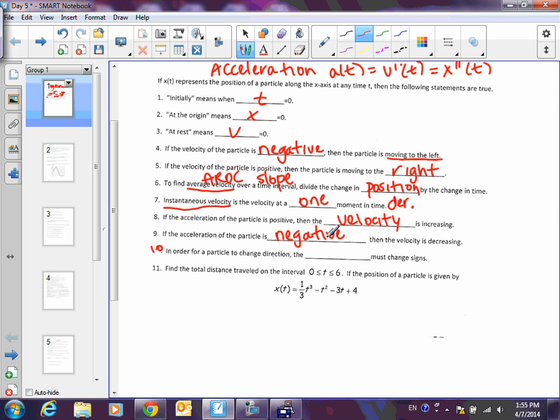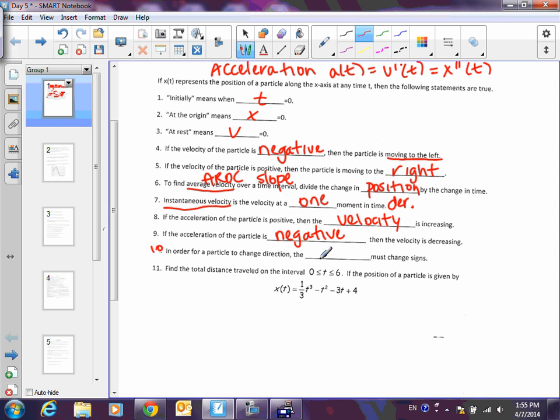If you ever get confused about this stuff, just think about when you're driving your car. If acceleration is positive, if you're pushing down on the gas pedal, what's increasing? Your position could be increasing, depending on which direction you're going. Velocity, though, is going to be increasing.